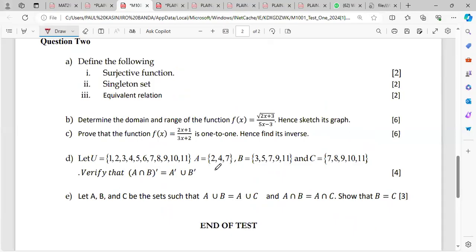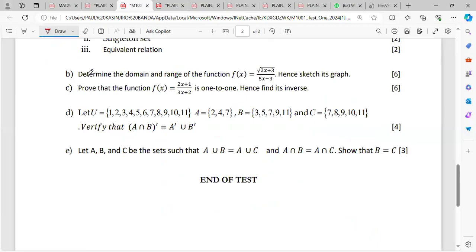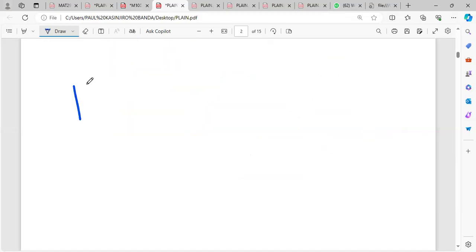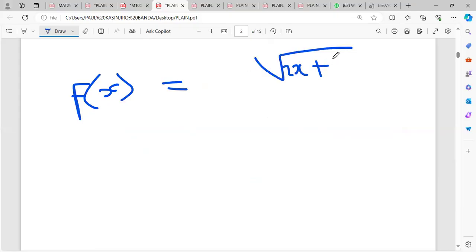Okay, let's go to questions now. So B, they're saying determine the domain and the range of this function here. The function is f(x) equals the root of 2x plus 3, divided by 5x minus 3. So how do we determine the range and the domain of this?